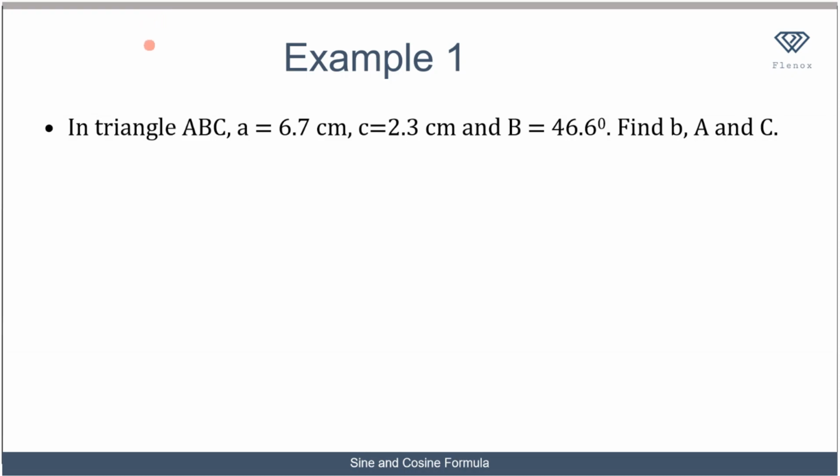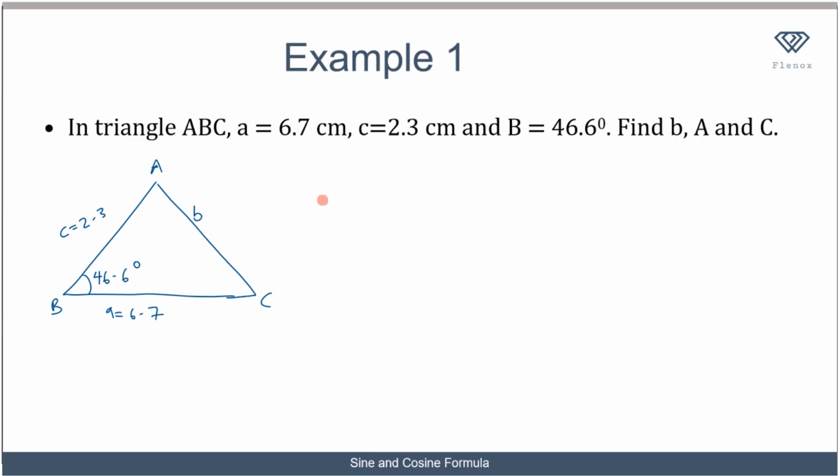To start out, I'm just going to draw a rough sketch of the triangle. Any triangle will suffice. So I have a triangle ABC. I'm told that small letter A, or the length A, which is the side opposite angle A, is equal to 6.7. Side C is equal to 2.3, and angle B, this angle over here, is 46.6 degrees. Now I'm told to find length B. So I'm looking for this length opposite here.